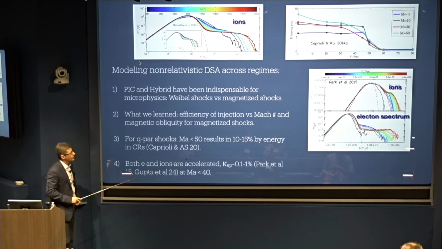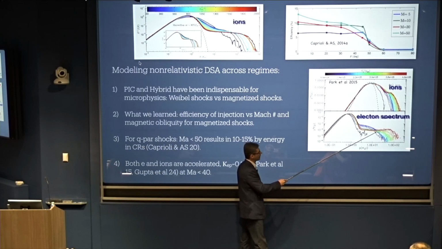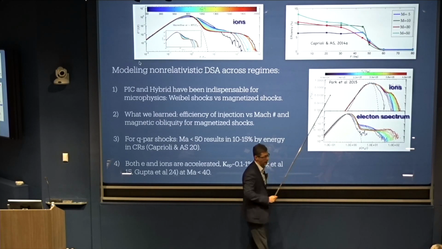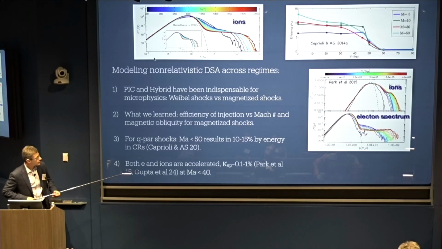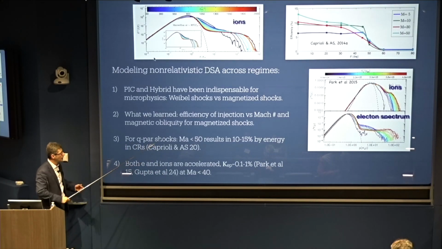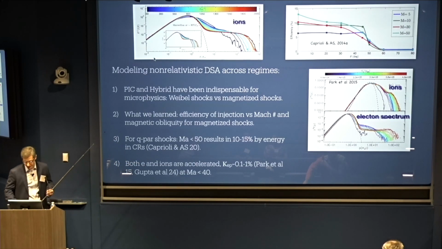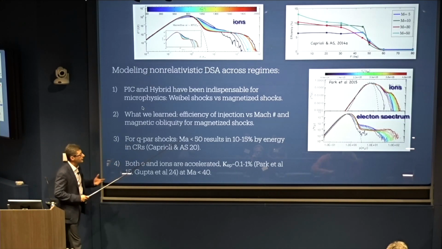For the electrons, in the simulation where we have both electron and ion acceleration, electrons develop a power law tail in addition to the ions. This happens for quasi-parallel shocks, at least for Mach numbers less than 50, where we have studied this process. So what determines the efficiency of acceleration?